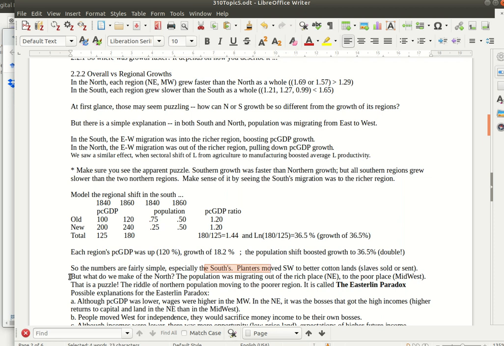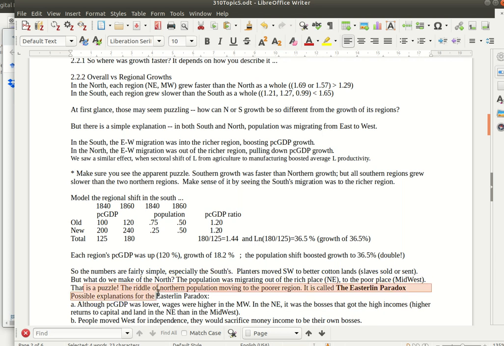In the North we've got a puzzle. This puzzle is called the Easterland Paradox, after the great late economist Richard Easterland. Economic historian Richard Easterland went on to become famous for happiness studies. In his happiness studies, read Greg Clark's stuff on that if you want. We got to move on.